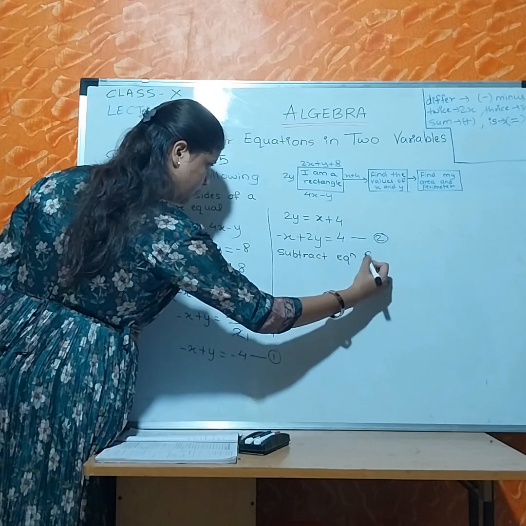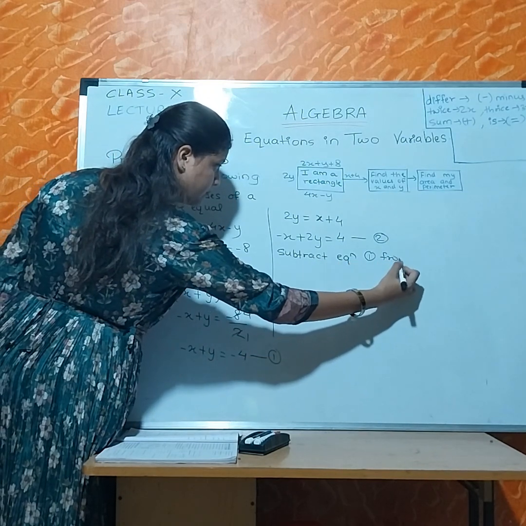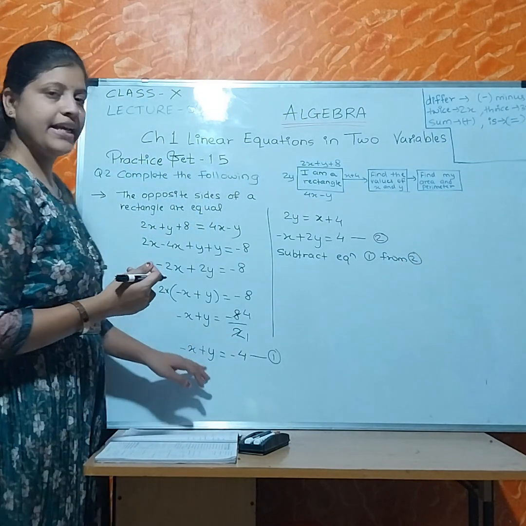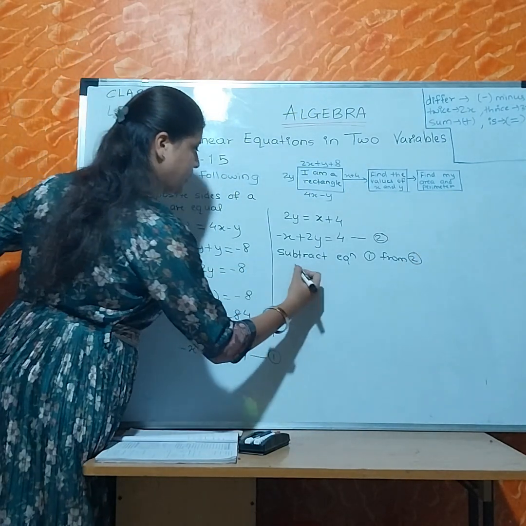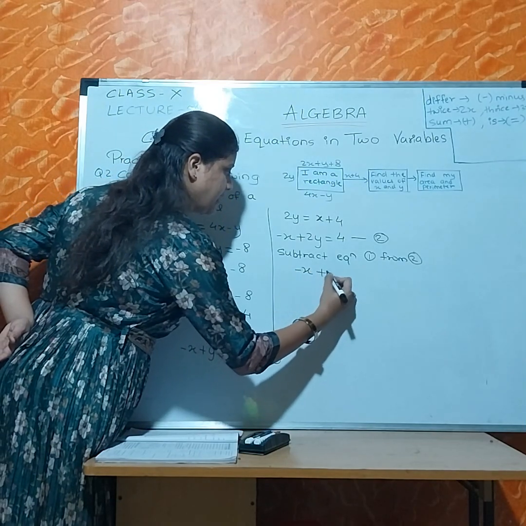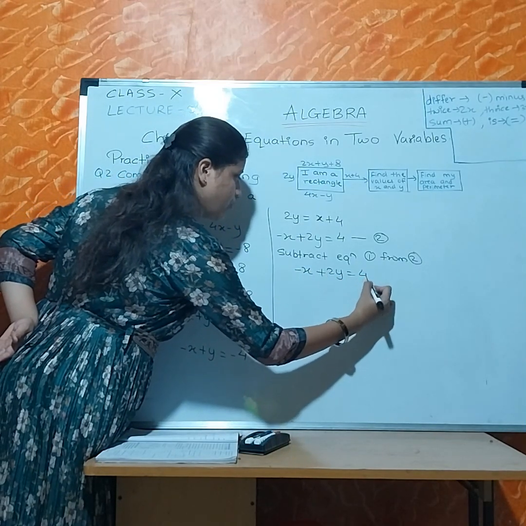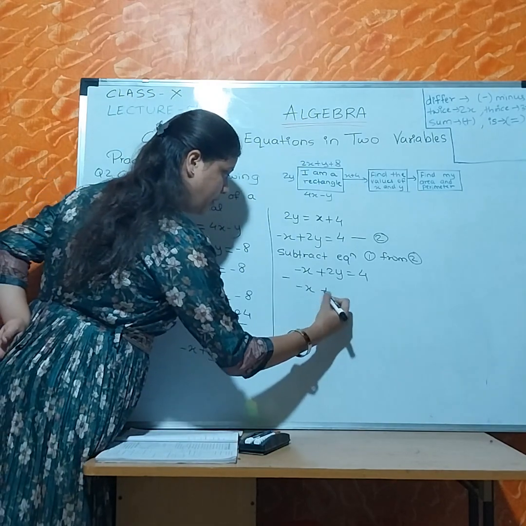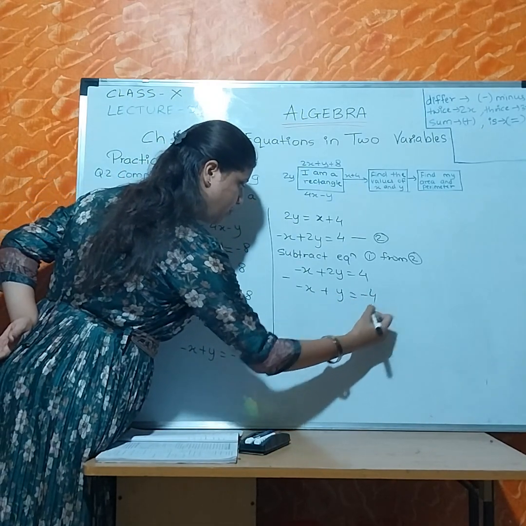Subtracting equation number 1 from 2. What is equation number 2? Minus x plus 2y is equal to 4, minus x plus y is equal to minus 4.